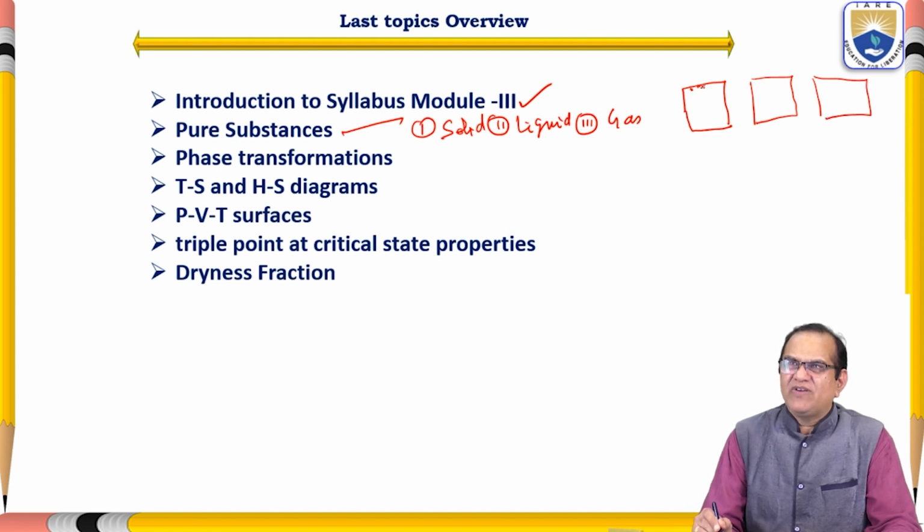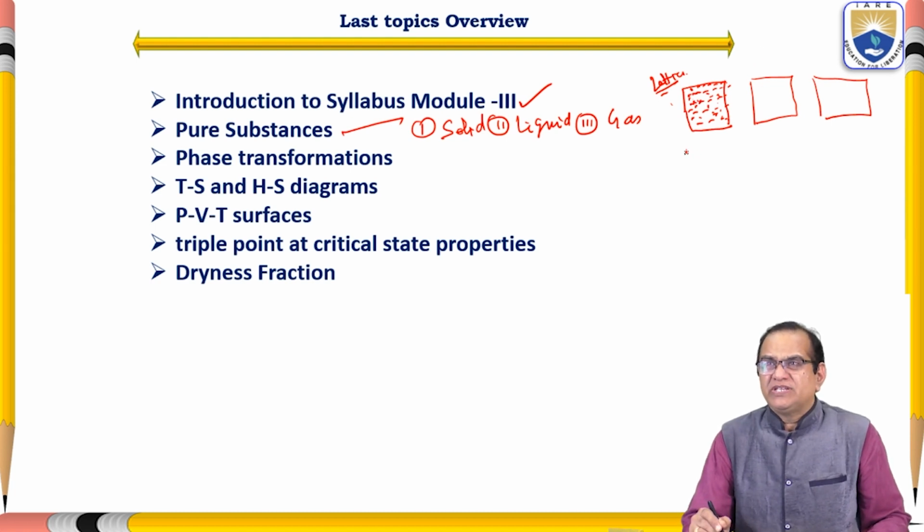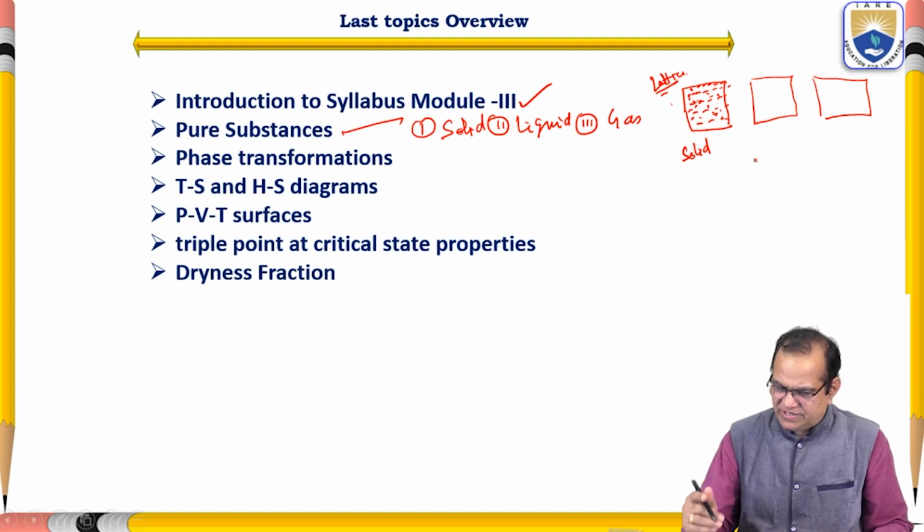So in the solid, all the molecules are very, very tightly packed. They will not move relative to each other. They are in a very nice pattern called a lattice pattern, and their spacing is very, very less. They can only vibrate; they cannot move from their equilibrium position. This is the solid.